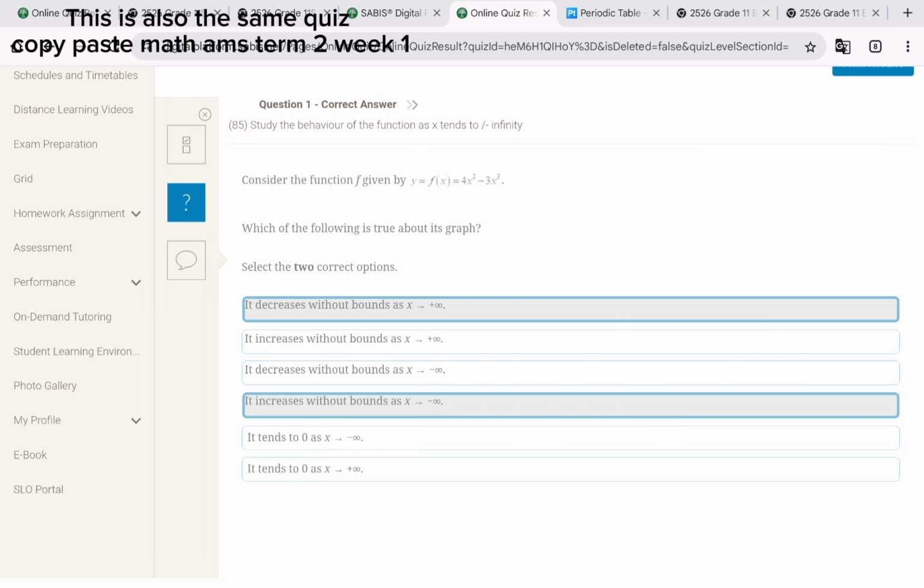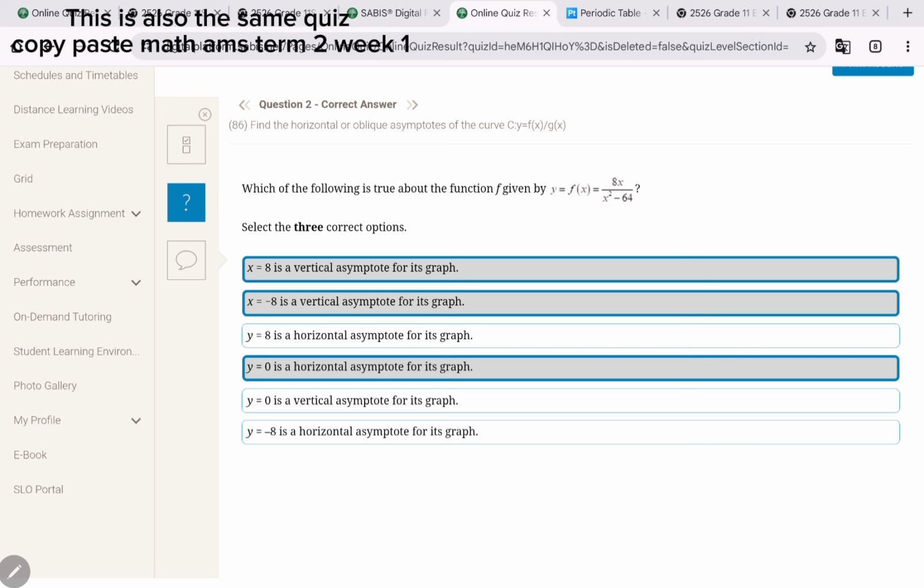We'll move on to the next question, question number 2. Which of the following is true about the given function? Here, what do we need to do? We need to find the asymptotes. First of all, we check the numerator and denominator. What are our conditions? If the numerator is equal to the denominator, then we will have a horizontal asymptote. Like here, when we're talking about numerator and denominator, we're talking about exponents.